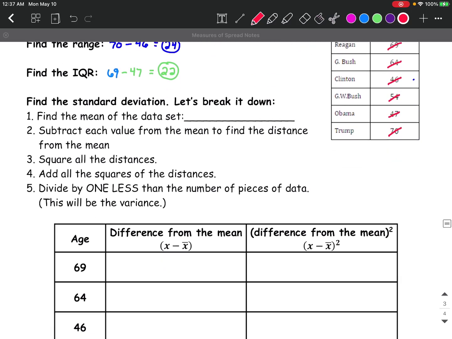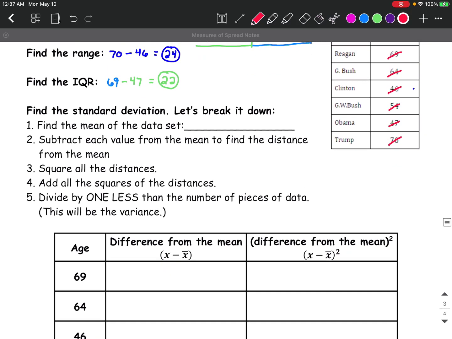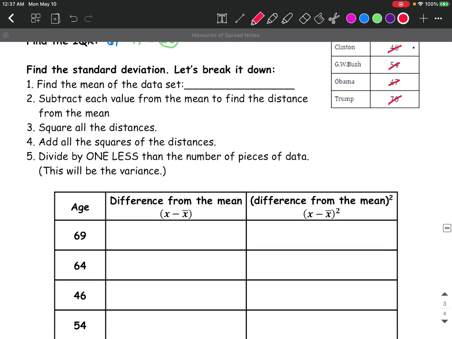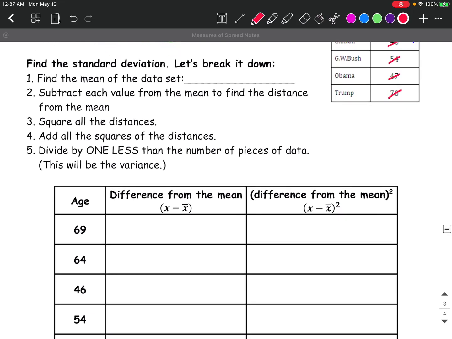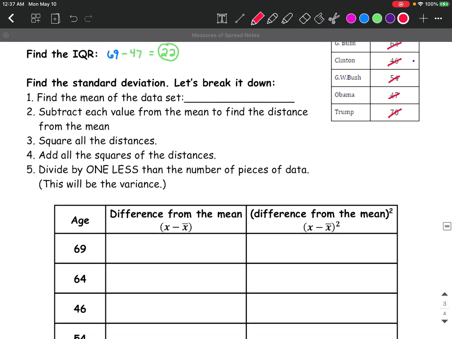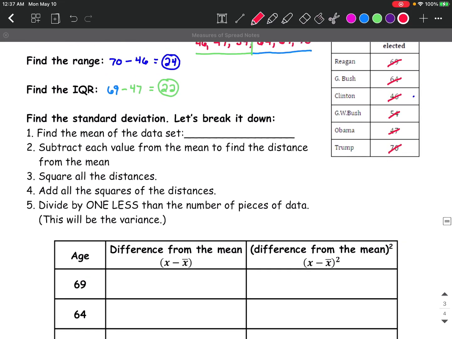Now, let's work on the standard deviation. And we're going to break it down into steps. The first thing we need to do is find the mean of the data. So we need to go back and we need to add up all these ages and divide by how many there are. And there are 6. So we're going to go to our calculator.